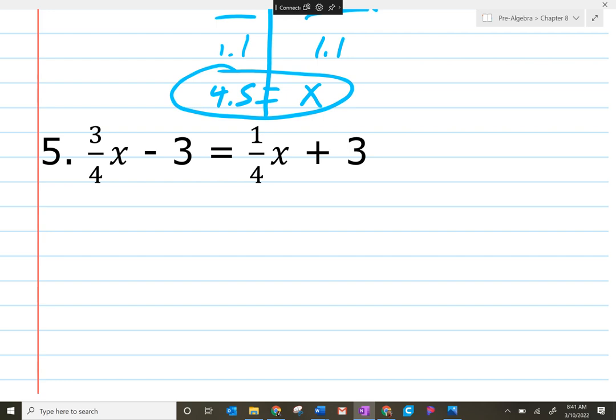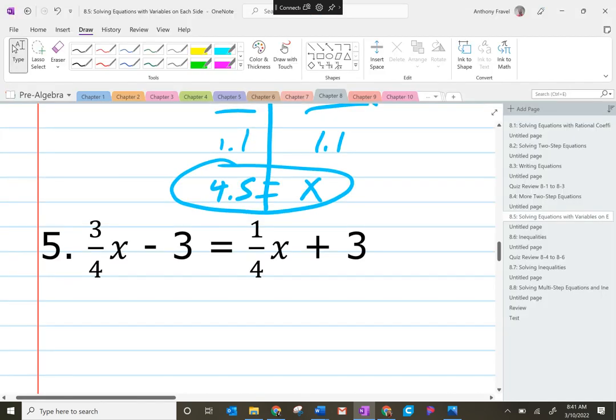All right, so my math problem. I've got 3/4 x minus 3 equals 1/4 x plus 3. Somebody new, I haven't called on yet today. Anybody have some ideas of what you'd like to do first? Alex. Draw a line. And because you said it first, what color do you want for this problem? You can choose your favorite. I've got red. Red it is.